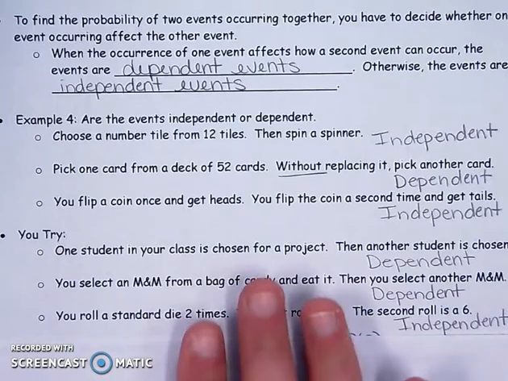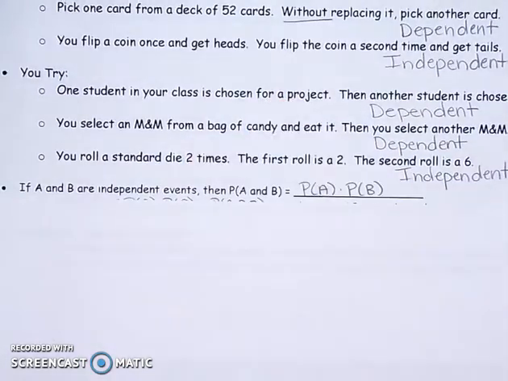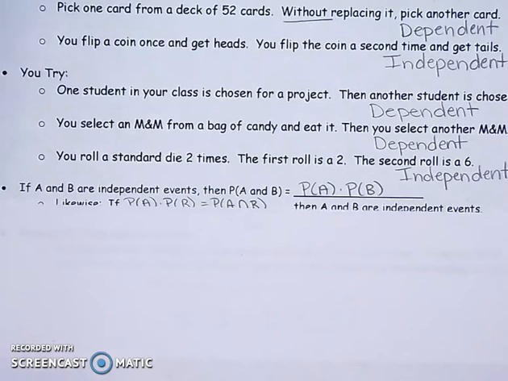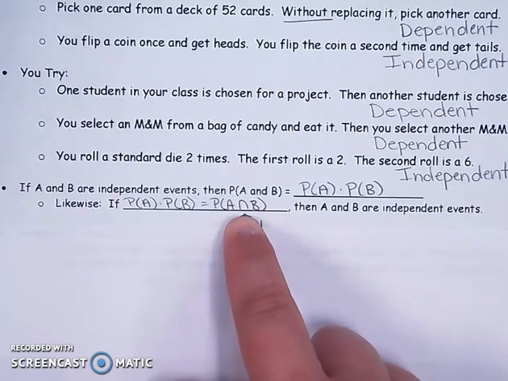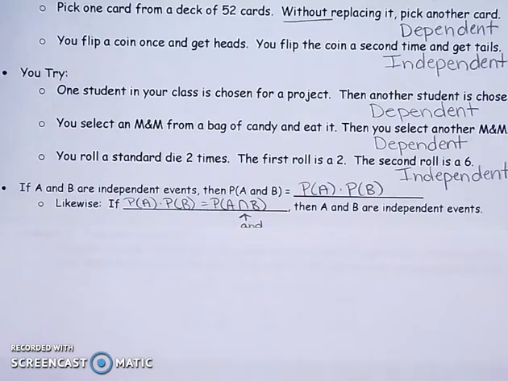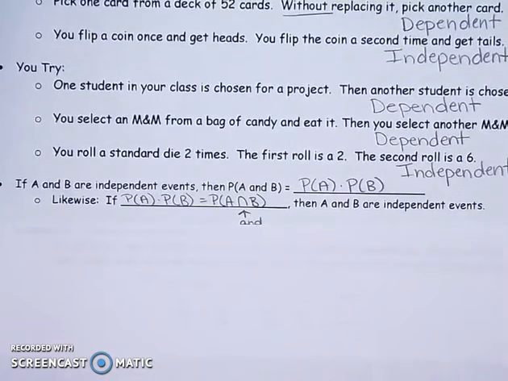Next, if we are talking about multiple events and they are independent, then the probability of A and B happening at the same time is the probability of A times the probability of B. Likewise, the converse is also true. If the product of the probabilities equals the probability of A and B happening, then that means they are independent events. And remember from Math 2, this little capital N is an intersection.